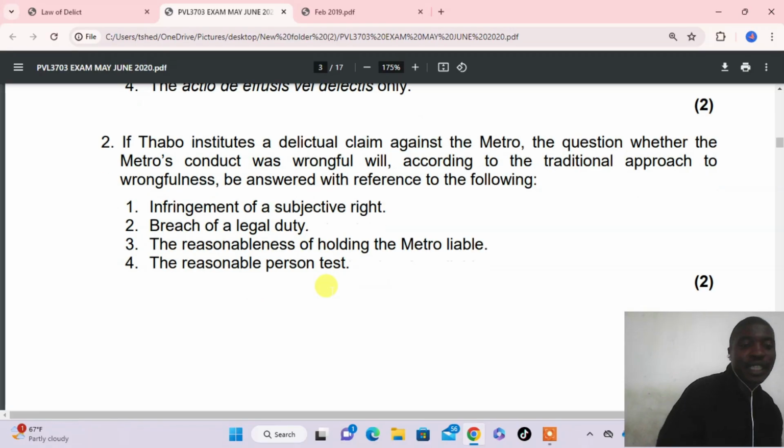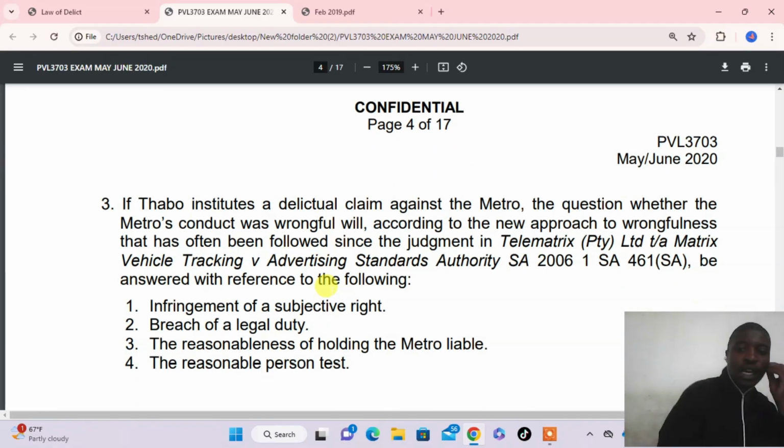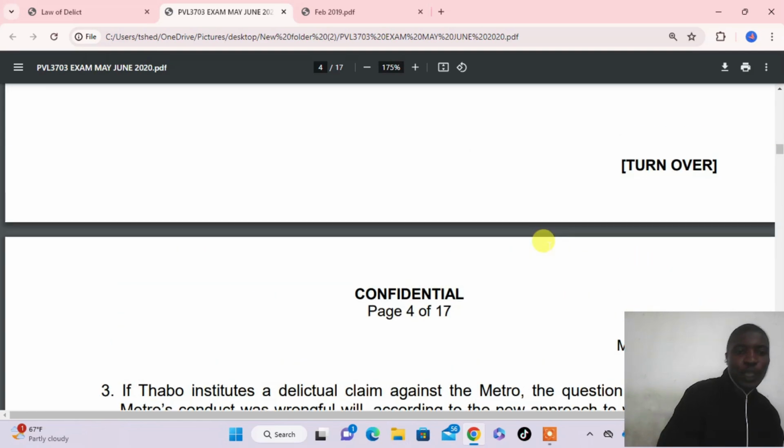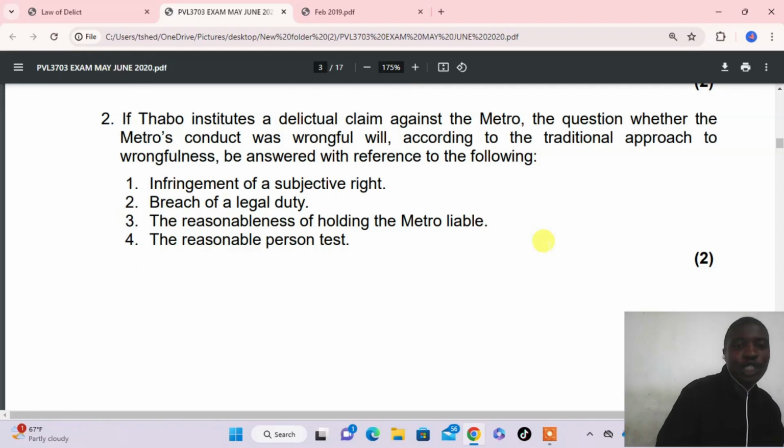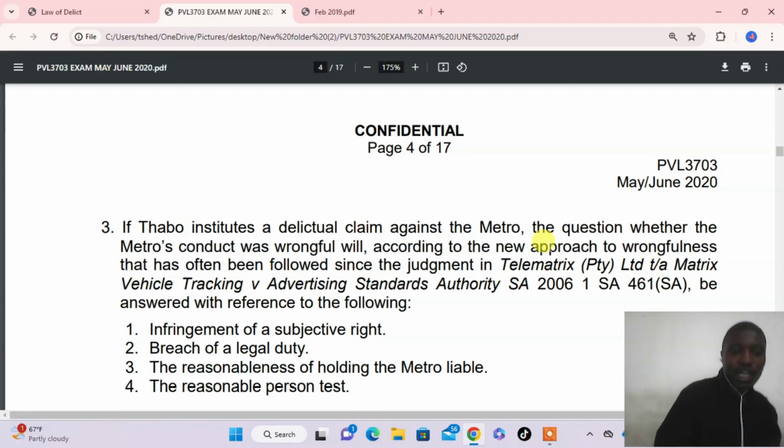Okay, let's read number 3 so that we answer these two questions very fast. They said if Tabo institutes a delictual claim against the Metro, the question whether the Metro's conduct was wrongful will, according to the new approach to wrongfulness that has been often followed since the judgment in Telematrix. So it means that now we have two questions, number 2 and number 3, that are talking about the approaches. We have a traditional approach in number 2 and we have a new approach in number 3. So it means that if you fail to get number 2, you have failed to get number 3.